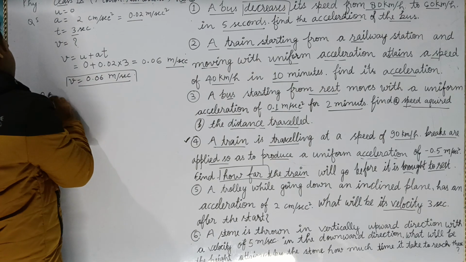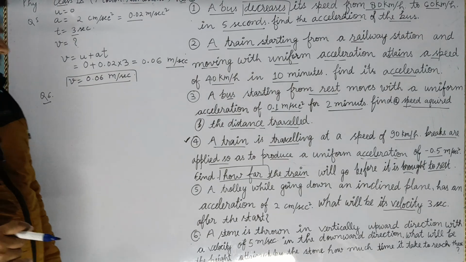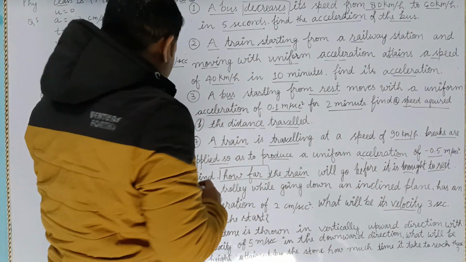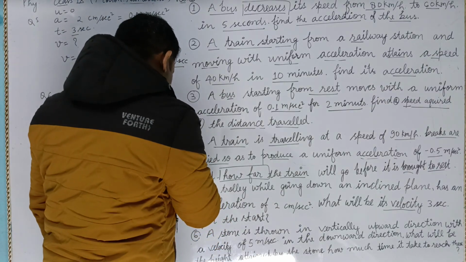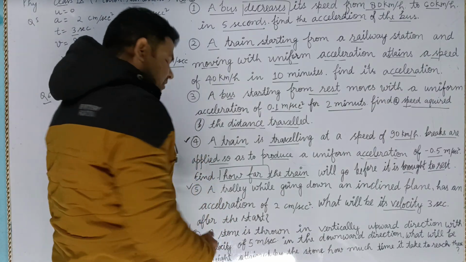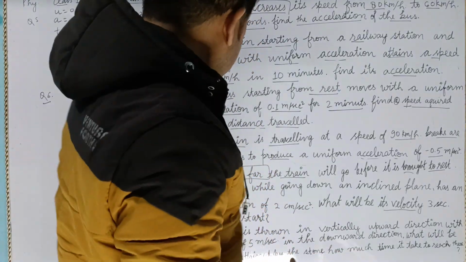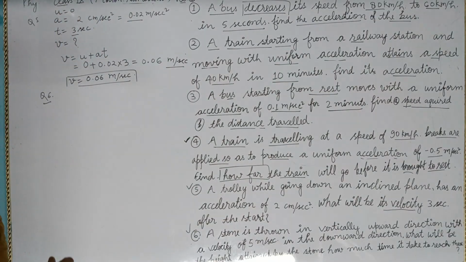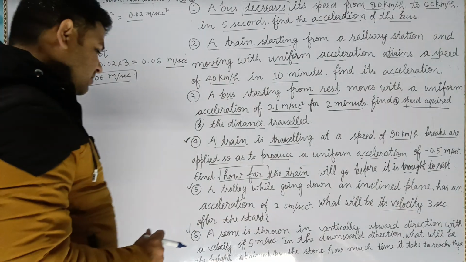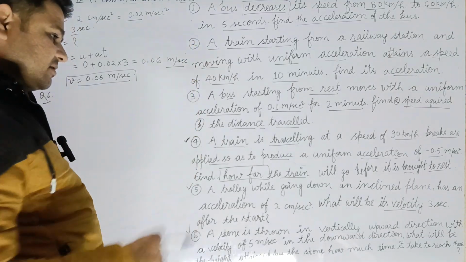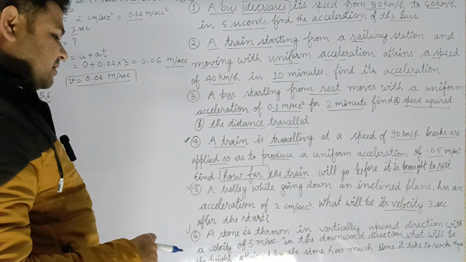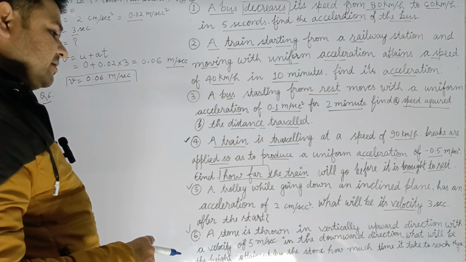Next question, question number 6. This type of question is very easy. You have to understand, and any type of queries you can ask in the comment box. Question number 6 is saying a stone is thrown in the vertical upward direction with the velocity of 5 meter per second in the downward direction.